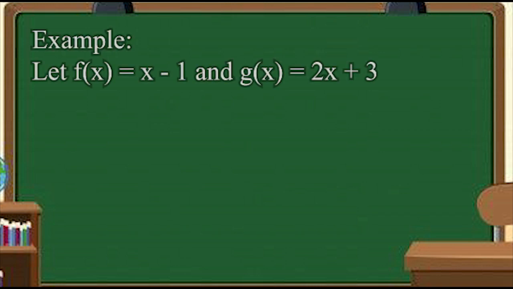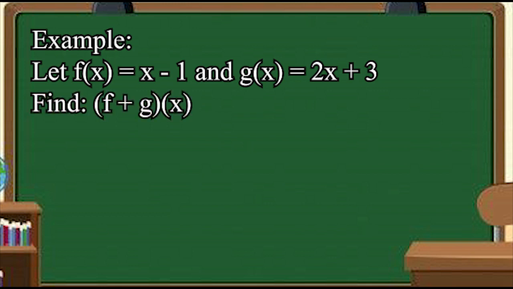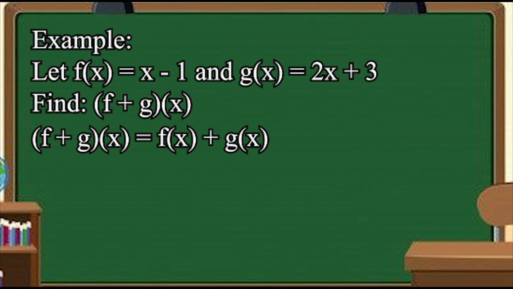Let f of x be a function which is equal to x minus 1, and a function g of x equals 2x plus 3. Now, we are going to perform the addition of these functions f plus g of x. Again, by definition of the sum of the function, we have f plus g of x, which is equal to f of x plus g of x. Thus, we need to add x minus 1 and 2x plus 3.